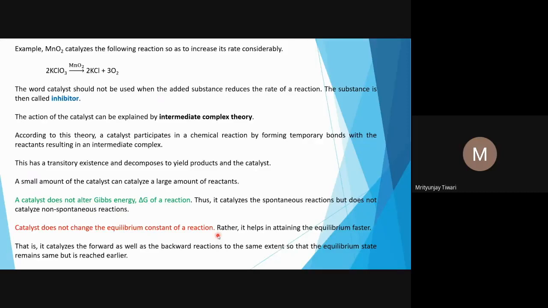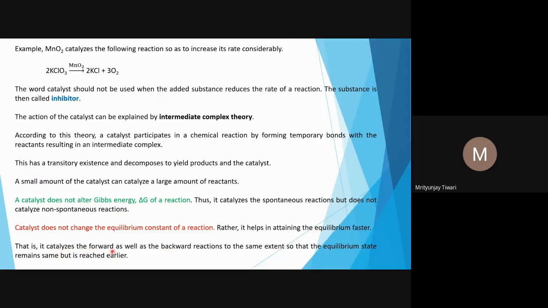So this point we should also remember, catalyst does not affect the equilibrium constant, rather it helps in attaining the equilibrium faster. Why? Because the equilibrium constant depends on the thermodynamics of the reaction, and if you remember, delta G naught is equal to minus RT ln K. So this delta G naught depends on the equilibrium constant, and that is the thermodynamics. So rather it helps in reaching the equilibrium faster.